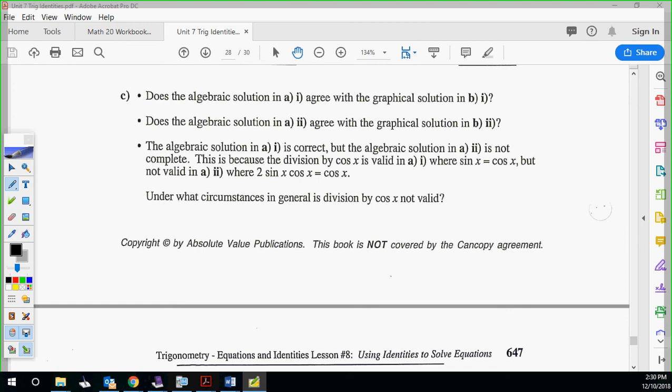Okay, but part 2. Under what circumstances, in general, is division by cosine of x not valid? When the solution is possible for cos of x being 0. When cos of x equals 0 is a solution, it's not valid. So that's what I was saying. When you divide a trig function over, you've got to make sure that it being 0 is not an answer.